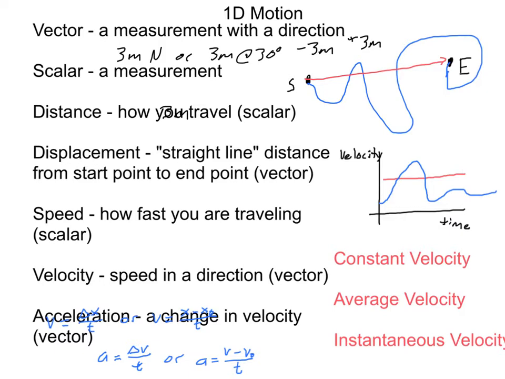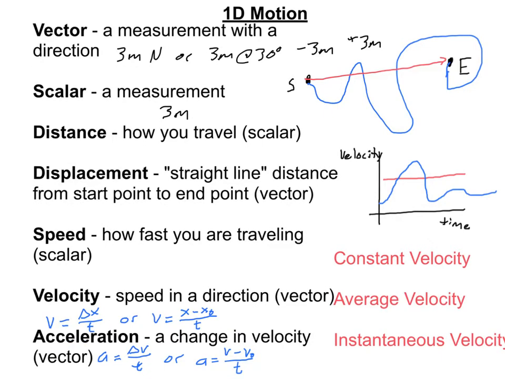Acceleration, likewise, is a change in velocity. So change in velocity, it's a vector, right? Another way to write that would be acceleration is the final velocity minus the initial velocity divided by the time that it takes. Now there are actually three ways that you could be considered accelerating, because velocity is a vector. That means it has a specific direction to it.